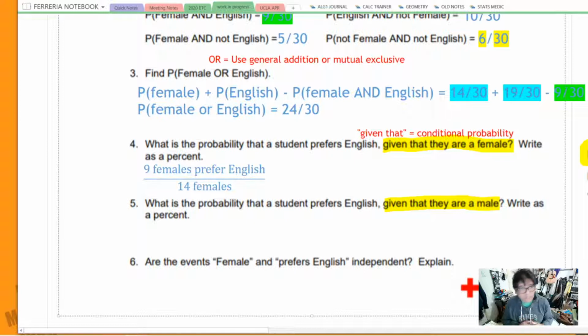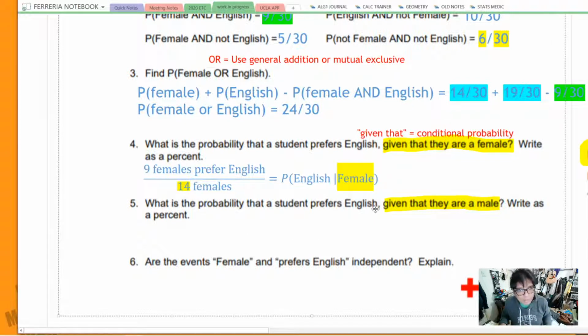So this is saying 9 females prefer English out of the 14 females in our sample. Given that they're female means that the denominator down here is actually female. Now there's a special way to write this, and that looks like probability of English, then this vertical bar, and then female. So that means we're looking for English out of all of the females. How many English people are there out of all the females?